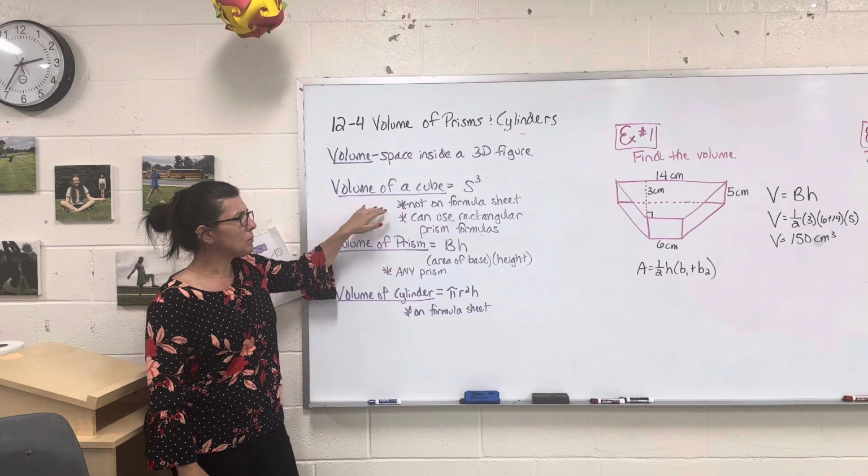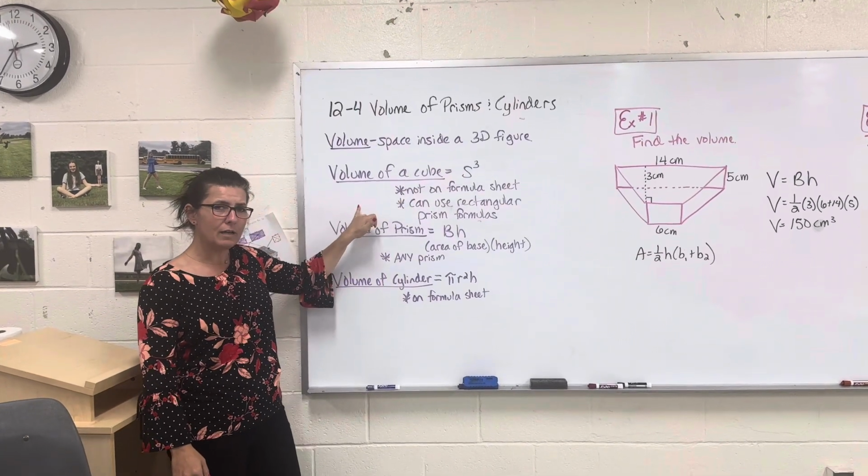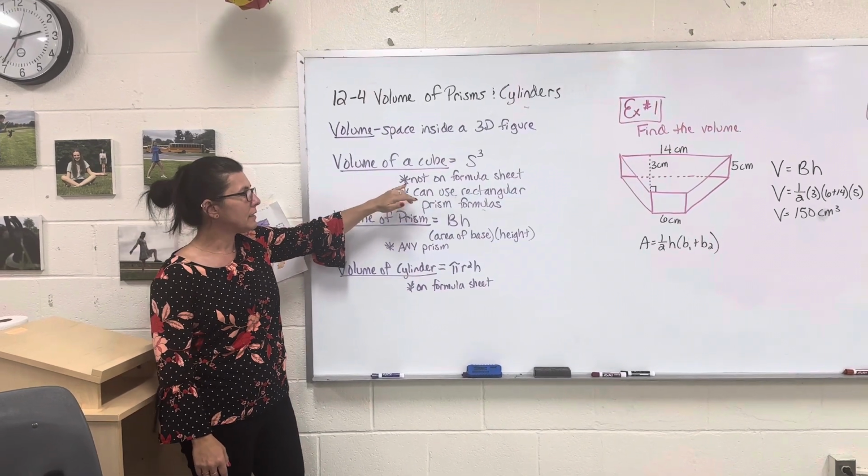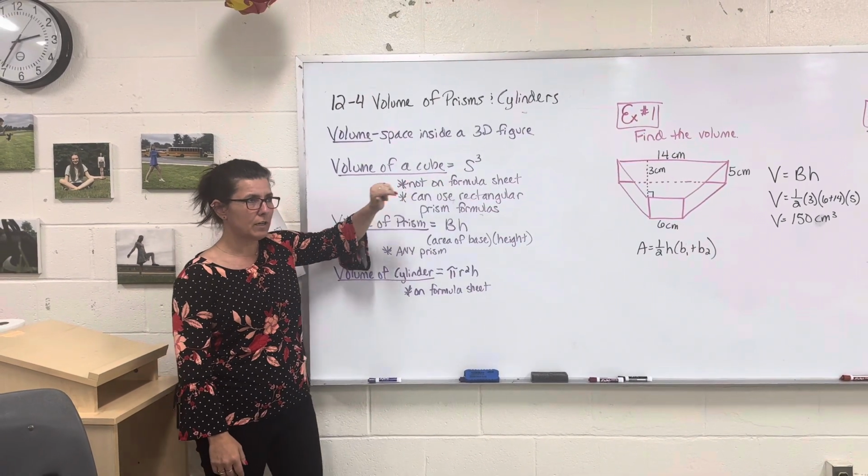The volume of a cube is side cubed. This is a shortcut versus using the rectangular prism formulas, which is okay to do. It's the same idea. It is not on the formula sheet.